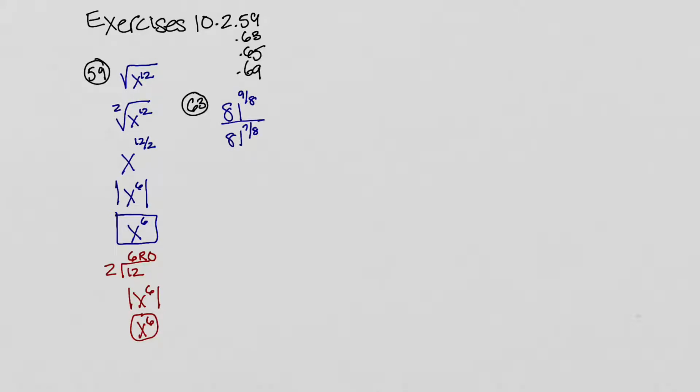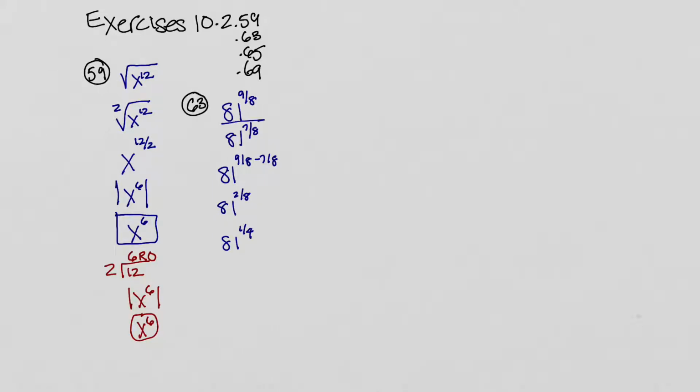Well, now in this problem, we've got a base to some power, divided by the same base to a power. So we're going to apply the rule of exponents, where we write this base, 81, and then we subtract exponents, top exponent minus the bottom exponent. So it's going to be 9/8 minus 7/8. So we'll get 81 to the 2/8, or 81 to the 1/4.